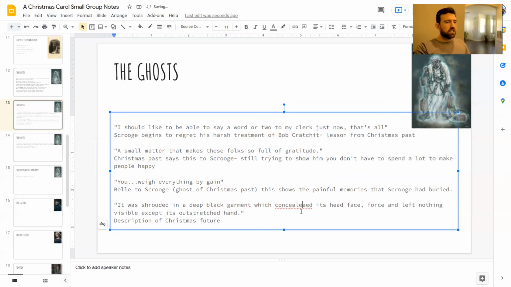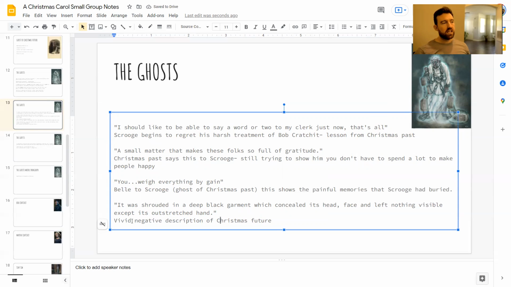"He was concealed and shrouded in a deep black garment, concealed its head and face and left nothing visible, except its outstretched hand." So this is a vivid negative description of Christmas Future, Ghost of Christmas Future.